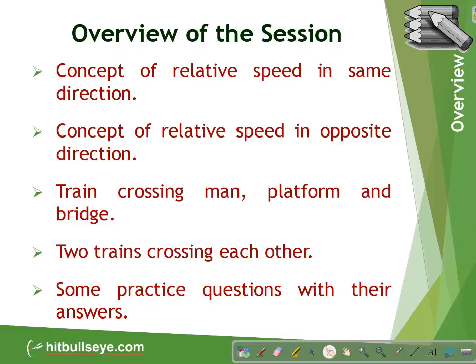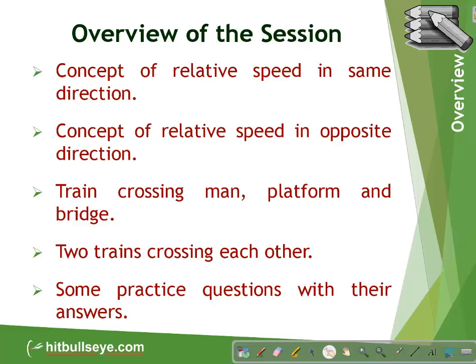Now let's start with the concept of relative speed. First of all, we have an overview of the session. In this session, first we will cover the concept of relative speed in the same direction. After that, relative speed in opposite directions. After that, a train crossing a pole or a man or a bridge or a platform. And after that, two trains crossing each other, and at the end there will be some practice questions with their answers.